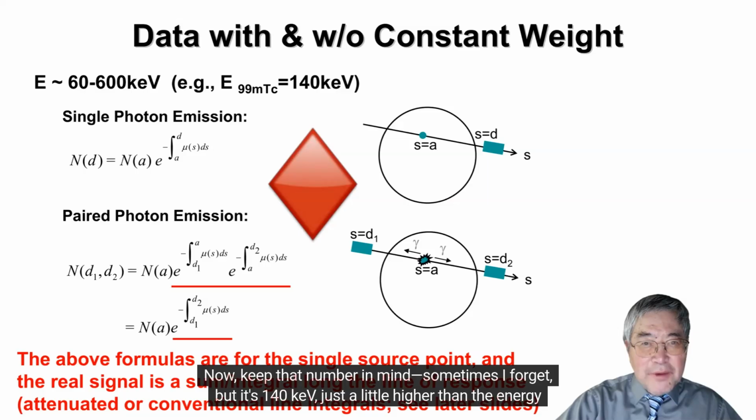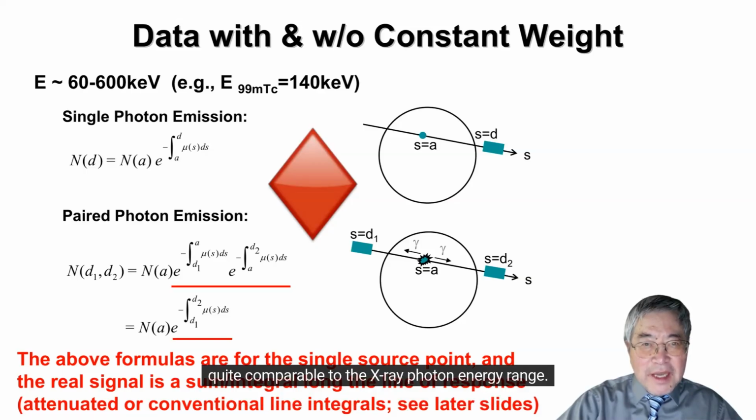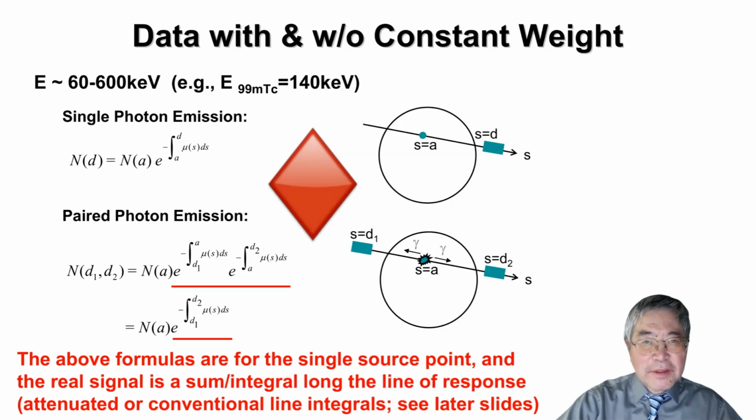Now keep that number in mind. Sometimes I forget, but it's 140 keV, just a little higher than the energy used for X-rays. X-ray energy is usually between 80 keV and up to around 130 keV, so this radio tracer energy is actually quite comparable to the X-ray photon energy range.